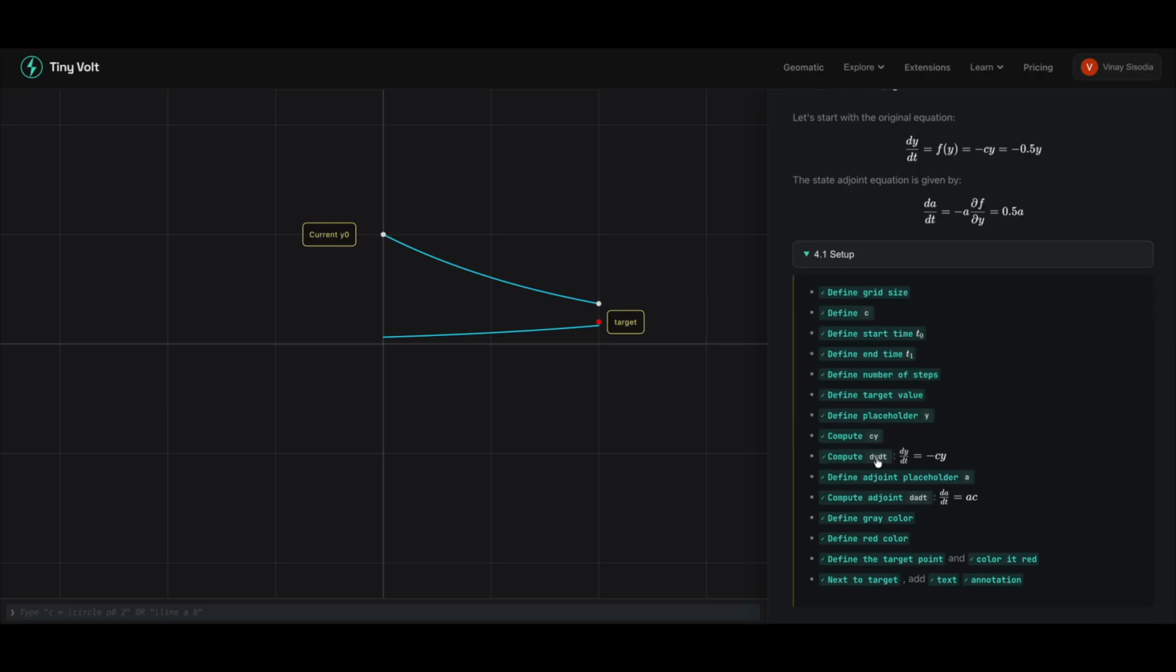At this step, dA by dt was defined to be a times c. This is a bit of cheating because we just obtained the analytical value of this expression del f by del y and plugged it in directly into this equation. Practically, you won't have access to these analytically closed form solutions of gradients, and you'll need to use something like a vector Jacobian product, which is mentioned at the end of this article. But anyway, this is something I forgot to mention.